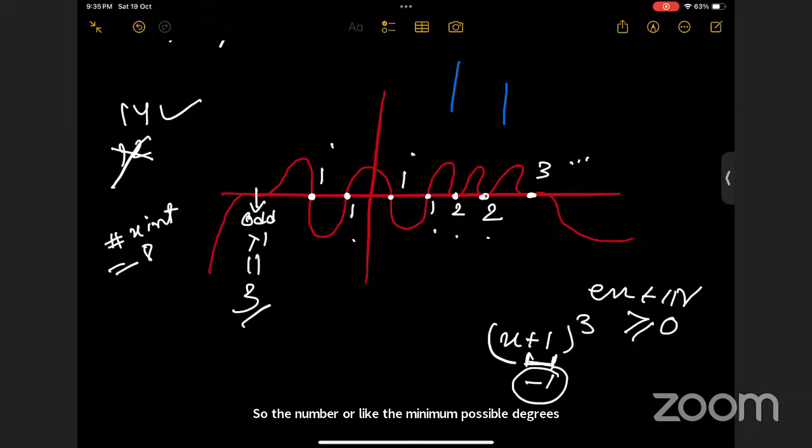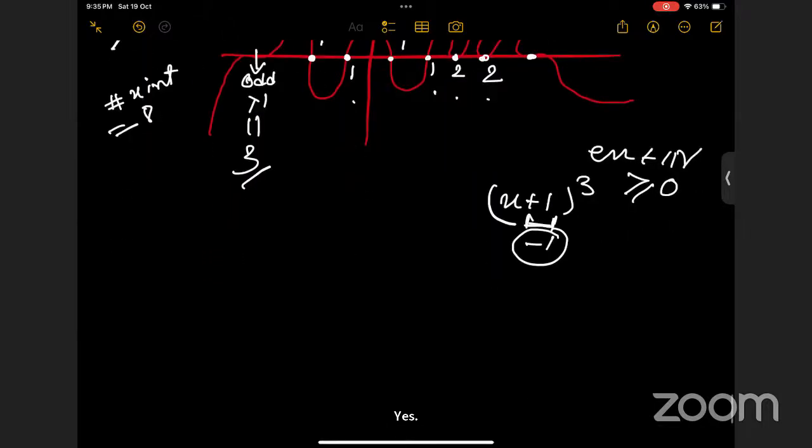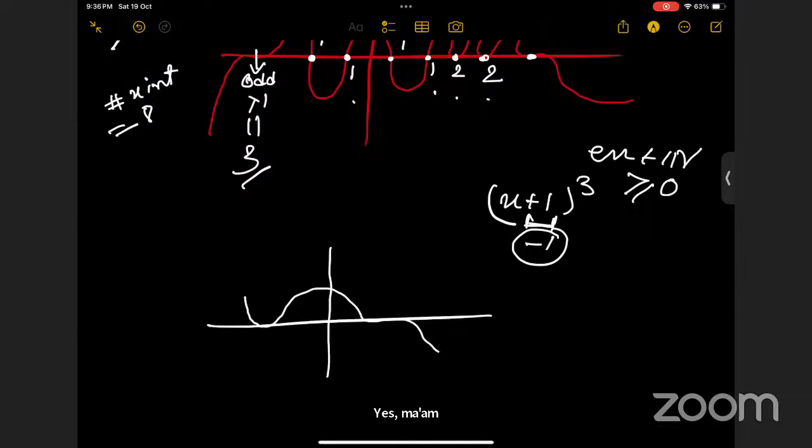So, is it clear? Yes, ma'am. Okay. So suppose we have this polynomial. This is -2 and this is 5. And suppose this is 1.